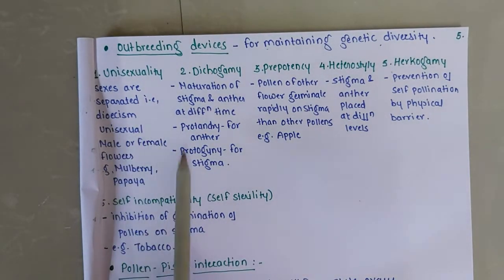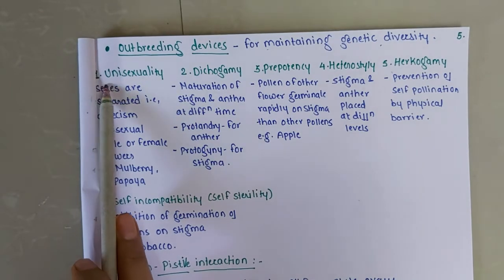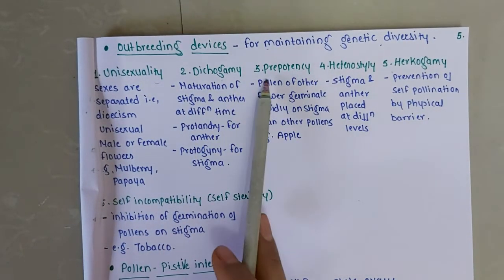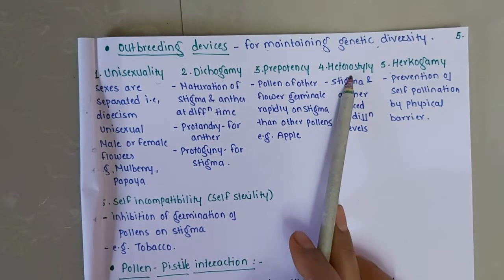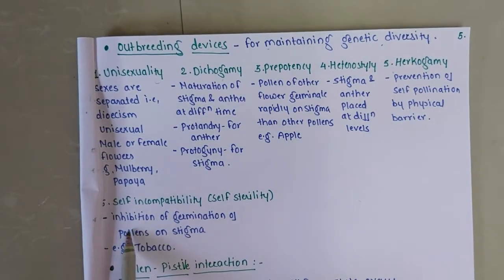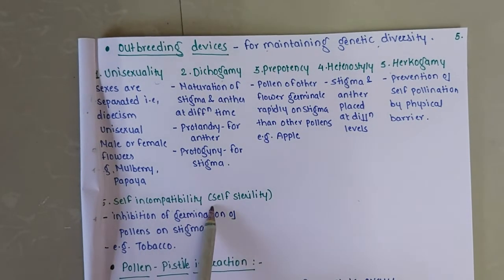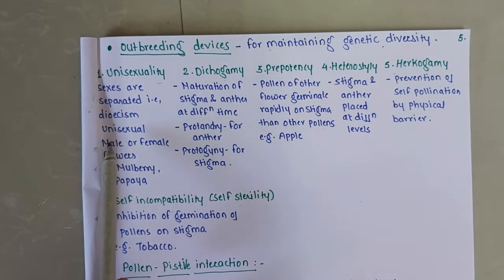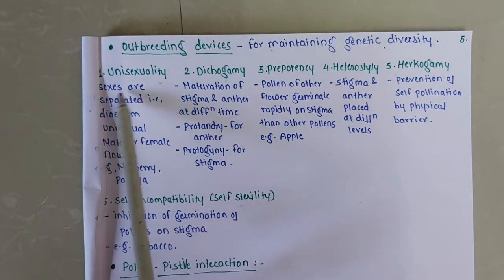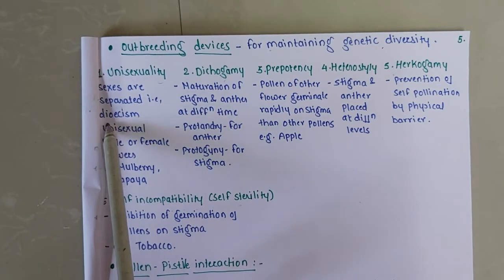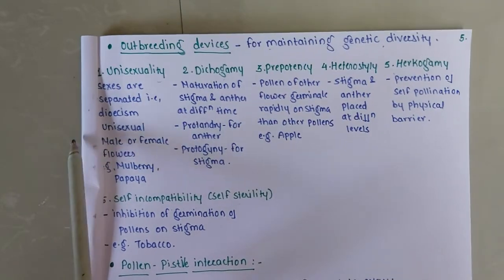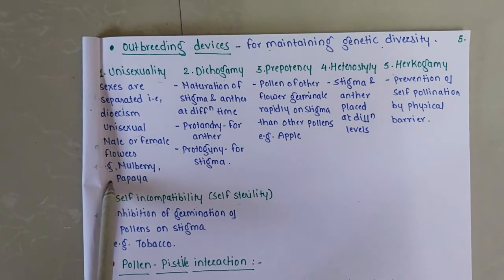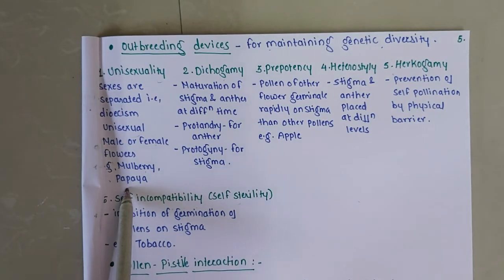Okay, so they have given six outbreeding devices. First is what? Unisexuality, dichogamy, prepotency, heterostyly, herkogamy, and then self incompatibility, that is self sterility. Right, so we will see them one by one. What is unisexuality? Sexes are separated, that is dioecious plants. Unisexual, where male and female flowers are different. Okay, so the examples they have given are mulberry and papaya.